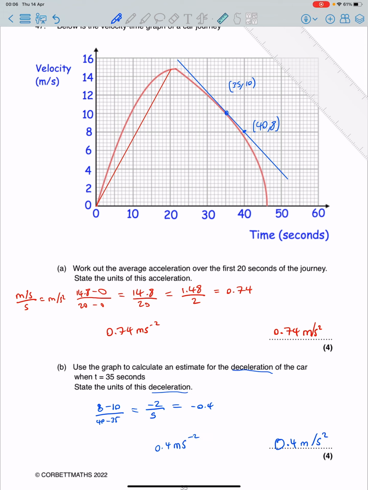And that is it, guys. You've made it all the way to the end of this paper. So again, just make sure that you review the whole paper using the walkthrough and ensure that you can answer every single question.